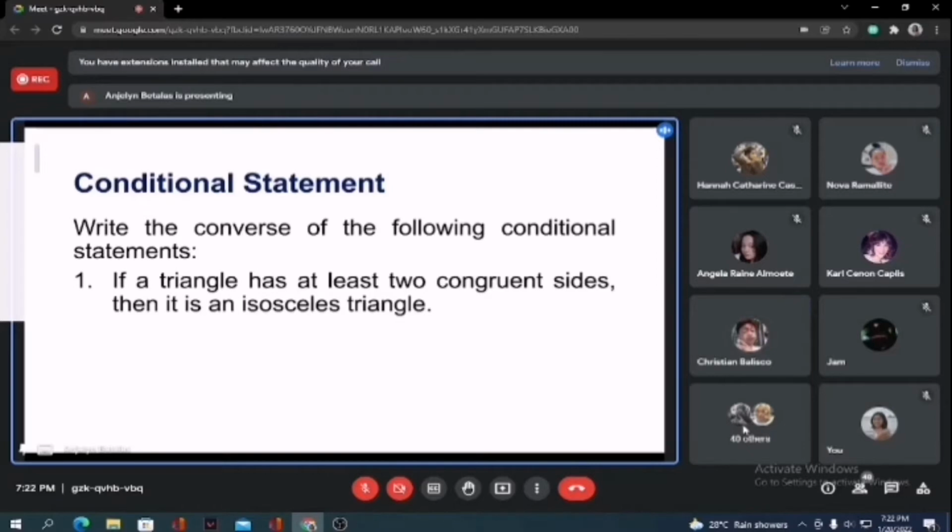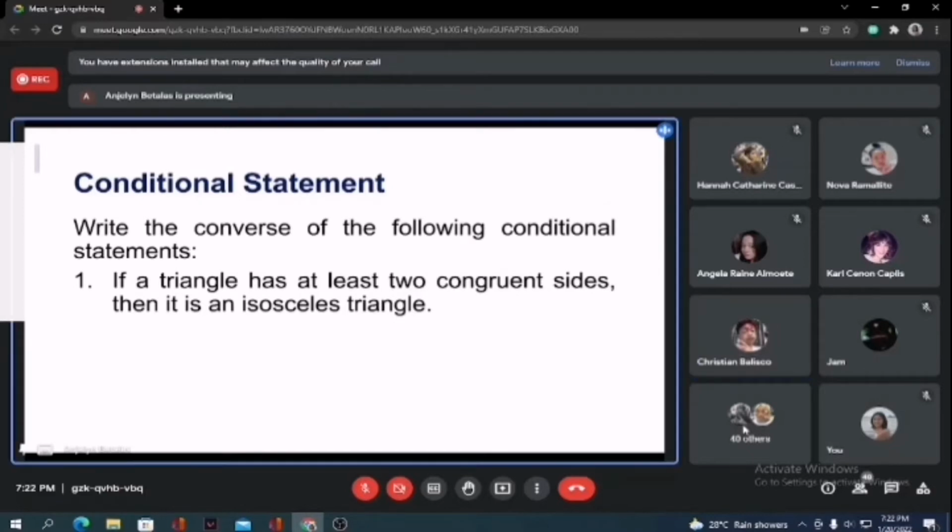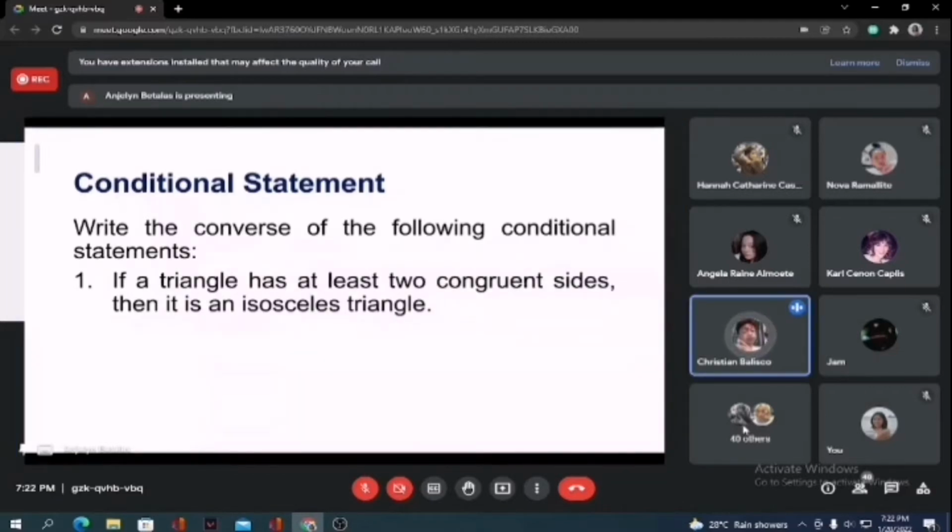Sige. Kinsa ang makahatag sa converse statement for this? Hypothesis is it is an isosceles triangle, then conclusion is a triangle has at least two congruent sides. So, what is the converse? You read, you state it. It is an isosceles triangle, then a triangle has at least two congruent sides. Good.